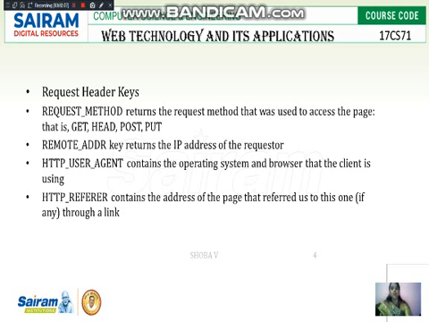Remote address, in the sense, this key returns the IP address of the requester. User agent contains the operating system and browser that the client is using, whatever information is available on the client. And referrer contains the complete address of the web page that referred us to this one, and the link used for this.